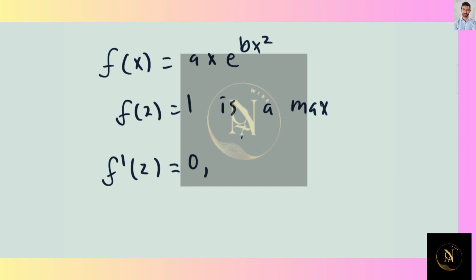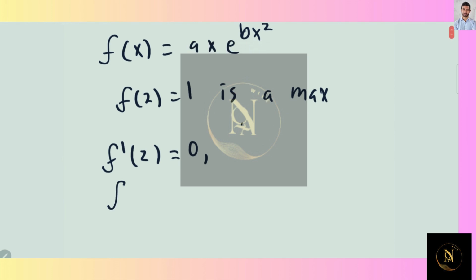So we're given this function, f(x) = a x e^(b x²). What we're going to do is find the values of a and b such that f(2), which is equal to 1, is a maximum. So we know that if f(2) = 1 is a maximum, that means the derivative at 2 is going to be equal to 0.